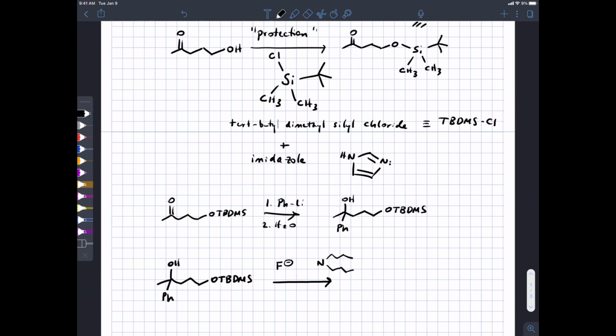Because this occurs in organic solvent, we need some counterion that will help the fluoride be soluble. This is called tetrabutylammonium, which is the counterion, and then this is fluoride, and of course we've got an abbreviation for this as well, TBAF.